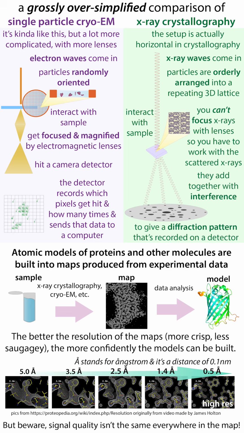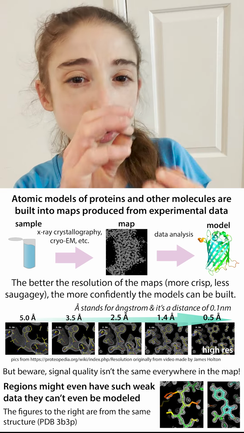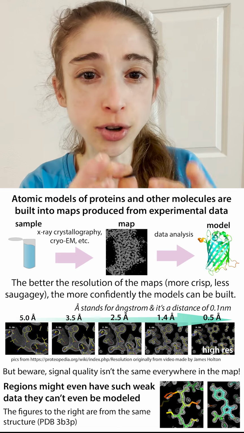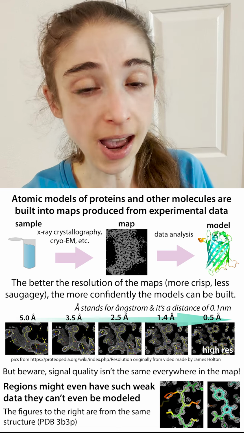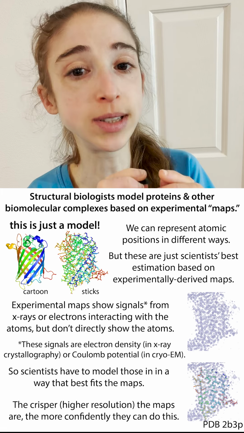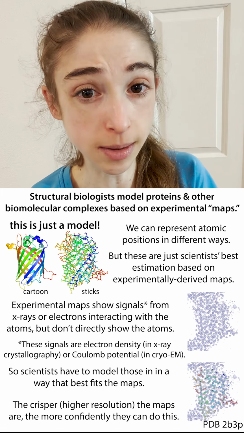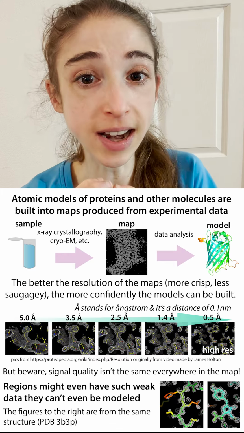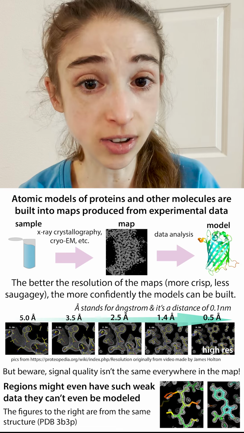Scientists use techniques like X-ray crystallography and cryo-EM to get experimental maps, which are kind of these meshy things that show you the broad outlines of where the atoms are, but scientists have to actually go in and model the actual position of each of the different atoms. And the crispier the data is, the easier it is to do this.